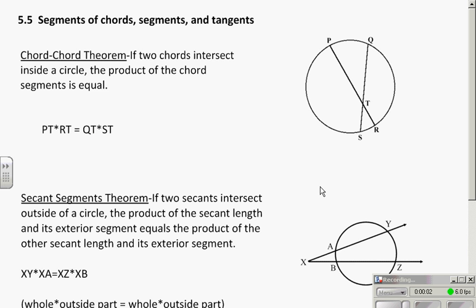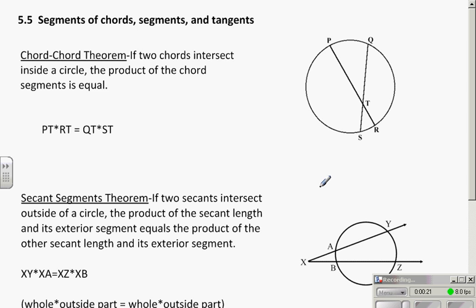Here's the lesson today on segments, chords, and tangents. Really make sure you keep this straight from yesterday's lesson. Yesterday's lesson was about angles and arc measure. Today, we're talking about the segment length. What is true about the different segments in these circles?